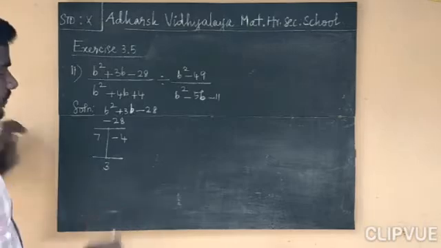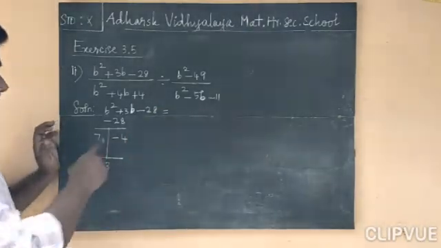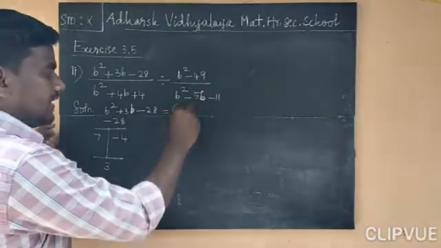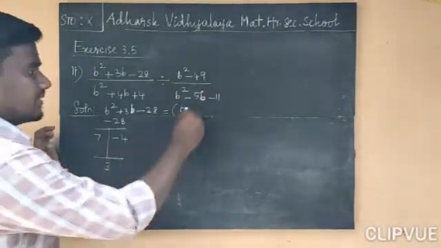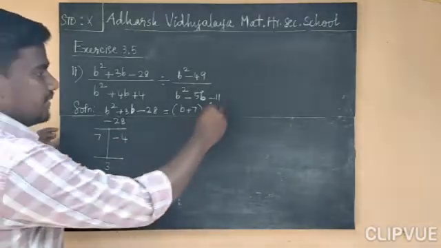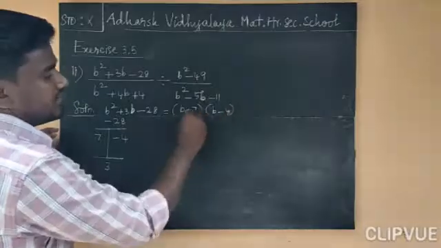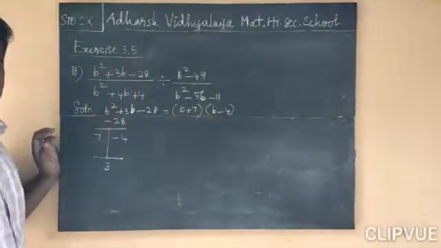So the two factors are, how can we write it in factor form? I have written the variable b first, and here plus 7. So b plus 7 is written. Next, the variable b minus 4. So these two are the factors of this quadratic polynomial.